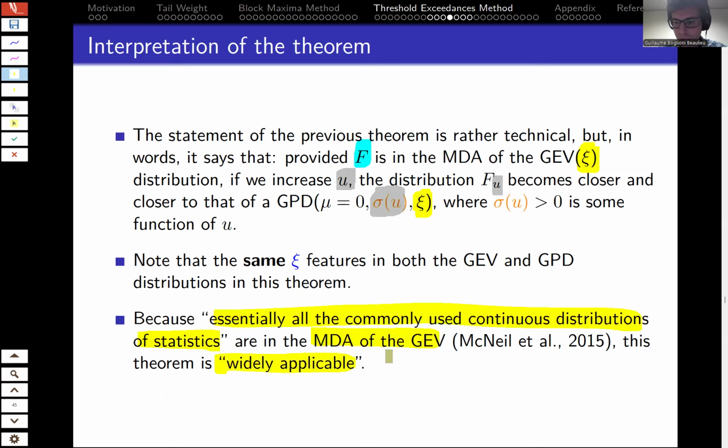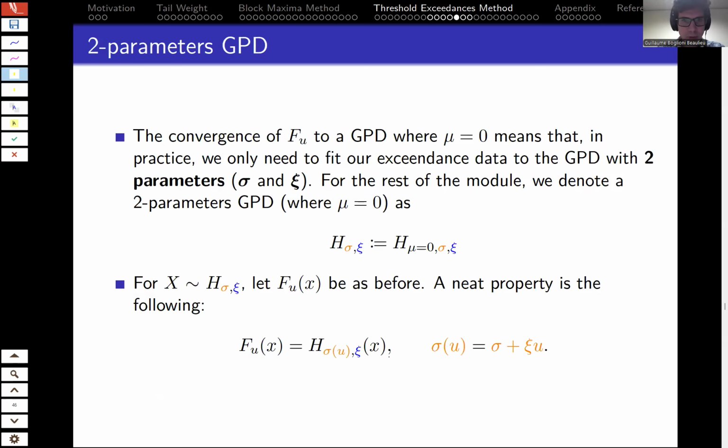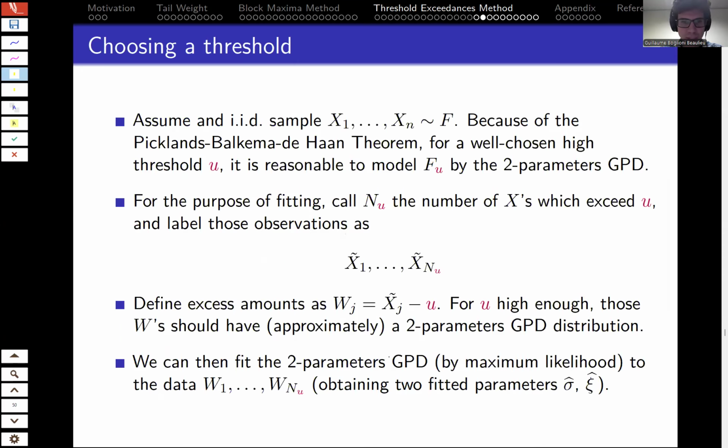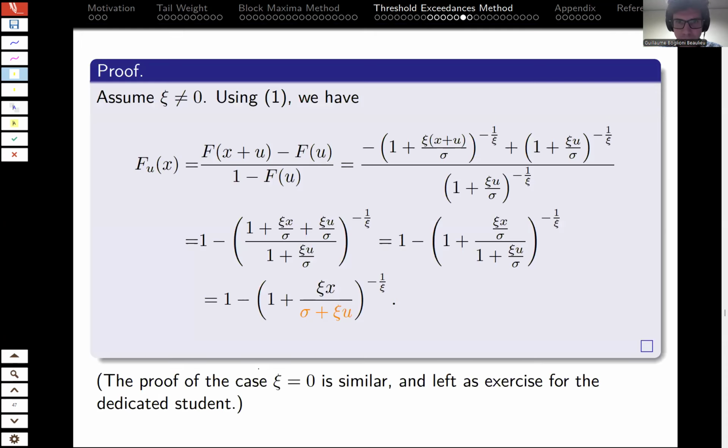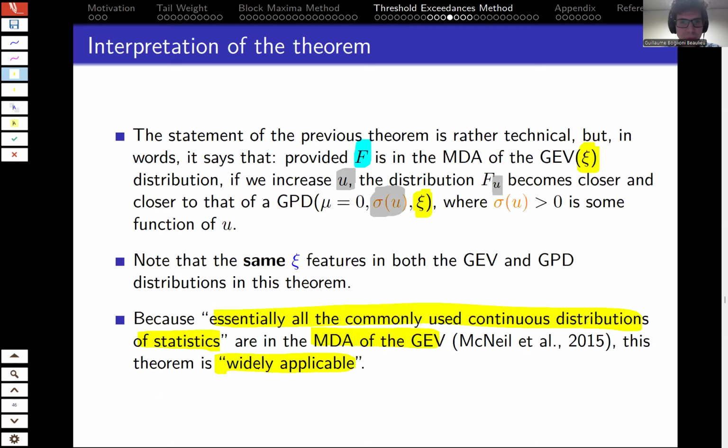Yeah, for essentially all the common distributions we know, exceedances will be GPD. Okay, hopefully we've followed up to here. Now there's just a bit more of maths. And frankly, this piece of maths will be useful for the fitting method. Okay, the last subsection is called model fitting. But before we get to that, we'll just need a small additional piece of theory.